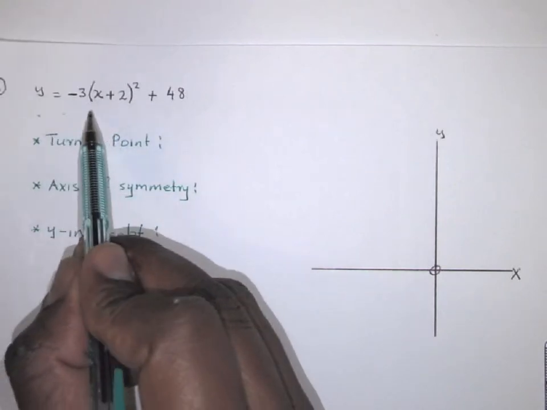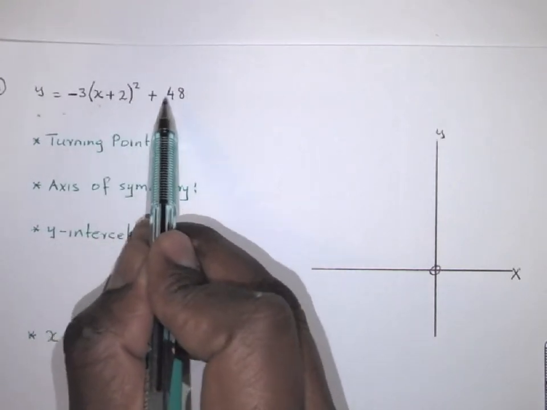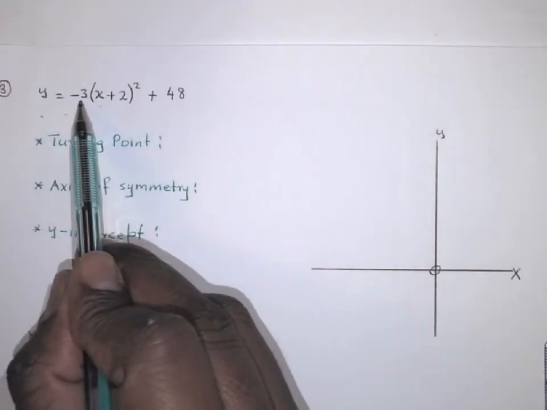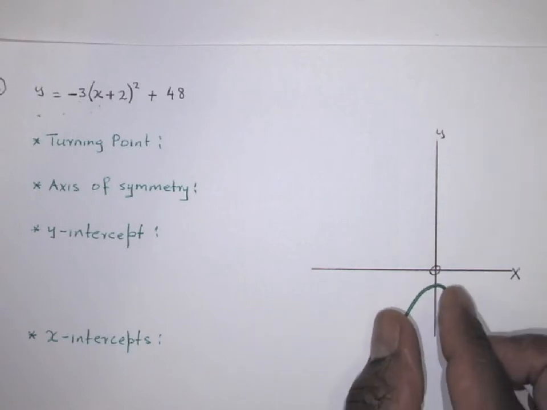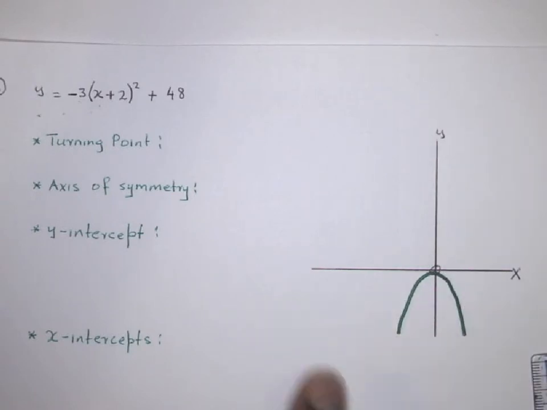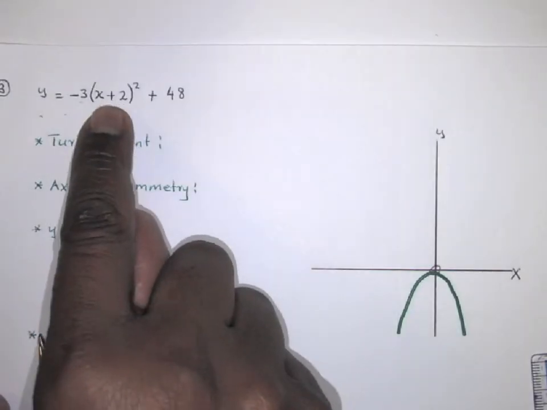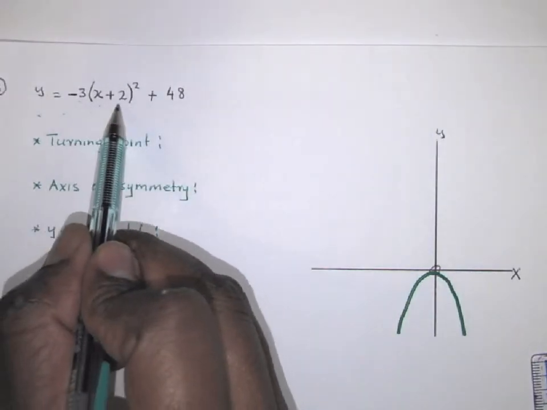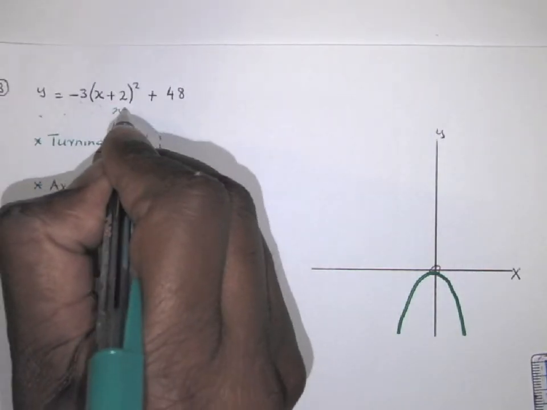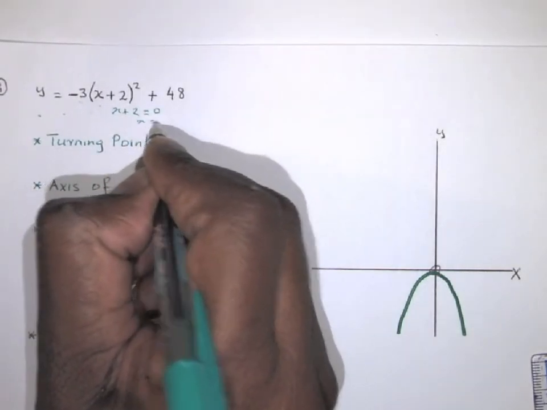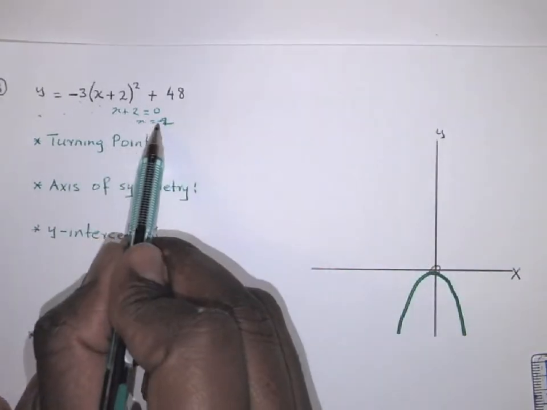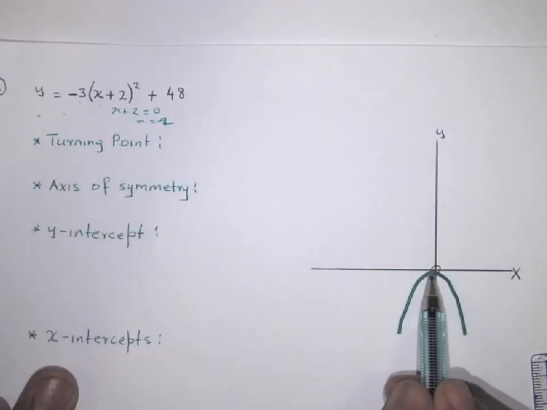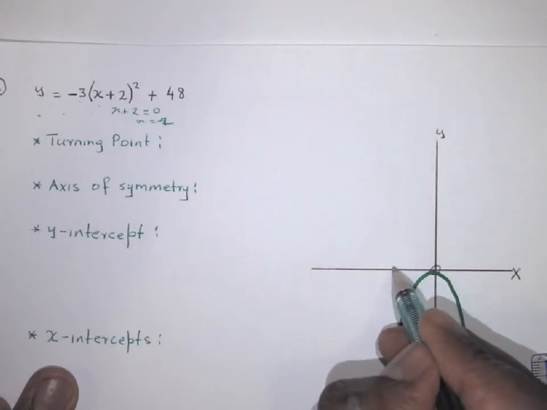y equals minus 3 times (x plus 2) all squared plus 48. In this case, that's a minus 3. It means that my graph is supposed to be facing down like this, because that is negative. Now, that is plus 2, so it has shifted. Shifted to which side? So I solve for x. So x plus 2 equals 0, so x equals minus 2. It shifted 2 units to the left. So if I take that point, I shift 2 units to the left, it'll be somewhere there.